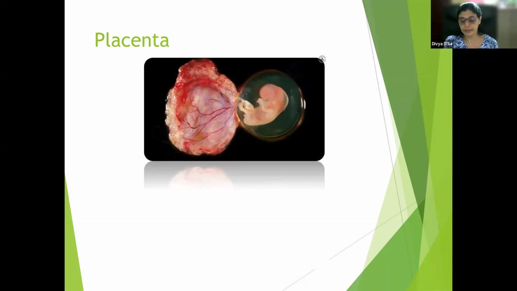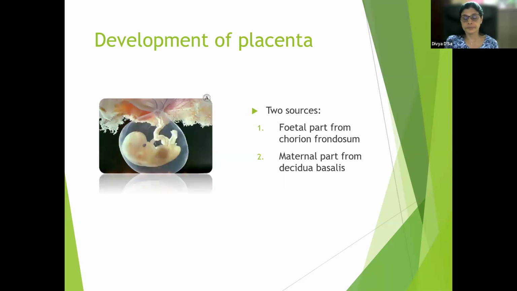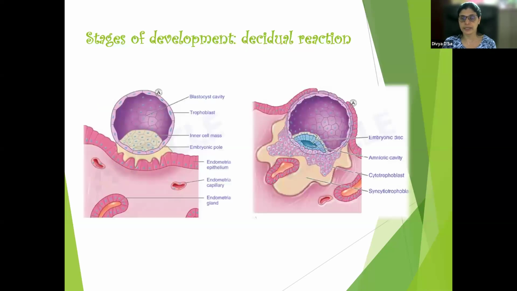To understand the placenta, we need to know that it develops from two sources. One is the fetal part, and the other is the maternal part. The fetal part is formed from the chorion frondosum, whereas the maternal part is formed from the decidua basalis. So we should understand what the chorion frondosum and decidua basalis are.